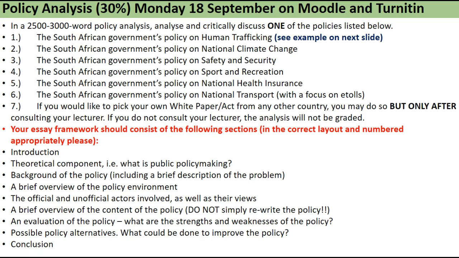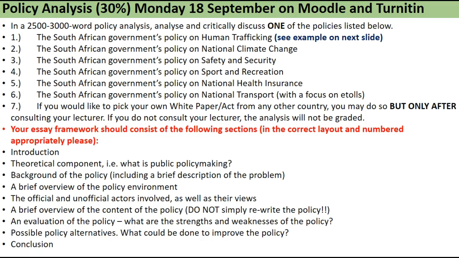Right. There's also a 7th choice, that if you'd like to pick your own white paper or act from any other country around the world, so you don't want to do a South African one, that's fine with me, but please make sure that you come and see me first and discuss it with me before you embark upon this policy analysis on your own. Please note that if you don't consult me, I will not be able to grade the analysis, because it's very important that I see what kind of policy you're looking at.